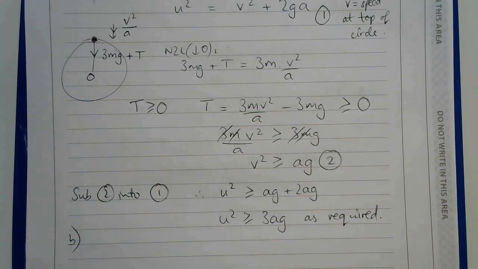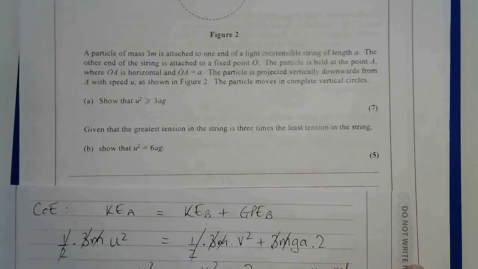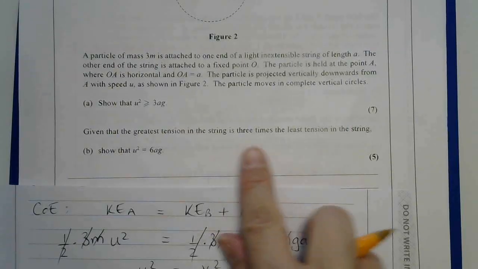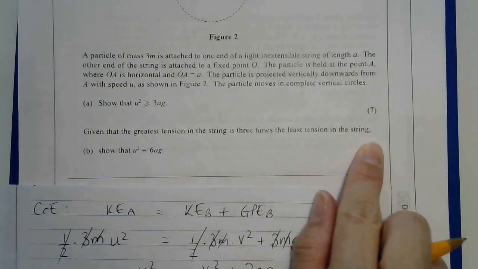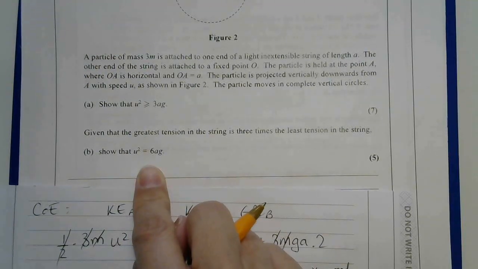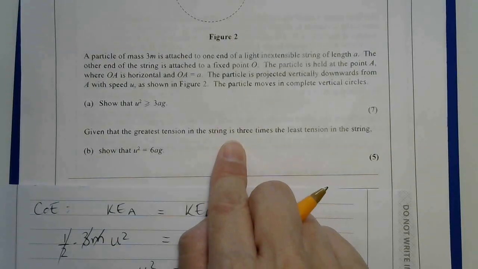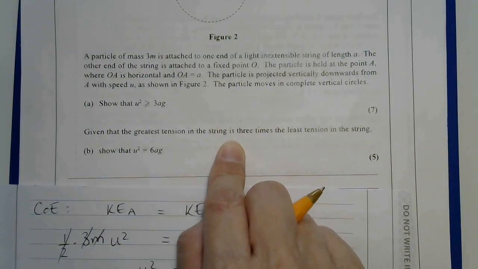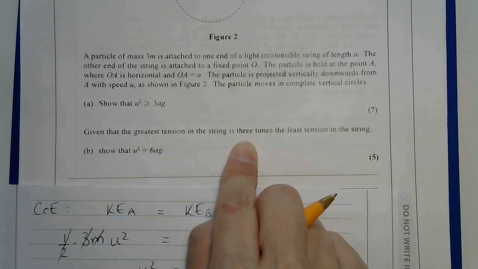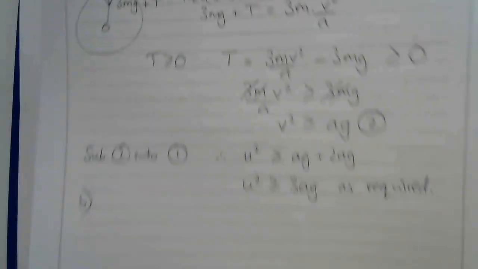Then in part B, it says, given that the greatest tension in the string is 3 times the least tension in the string, show that u squared is equal to this thing. So I know that the greatest tension in the string is going to happen at the bottom, and the least tension in the string is going to happen at the top.